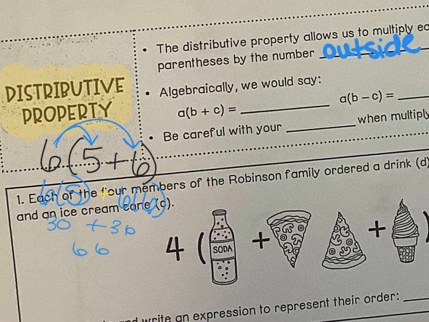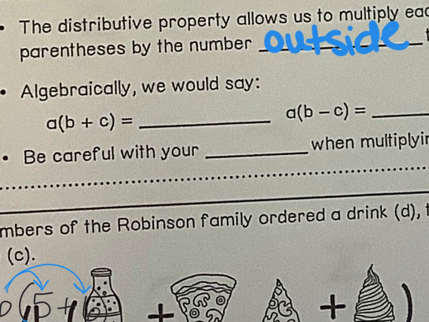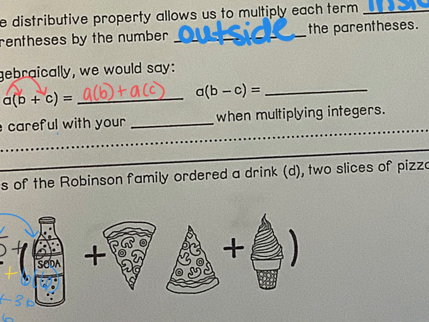So if we put letters to this, I always use my little arrows. A goes to B and A goes to C. A times B plus A times C. Over here, A goes to B, A goes to C. If you look at that right there, it's different, it's subtraction, but you can still distribute.